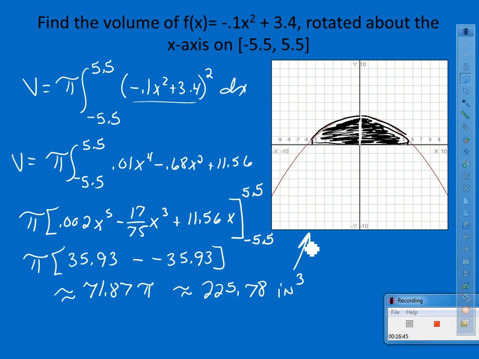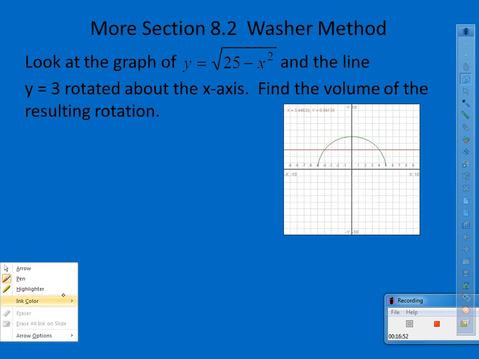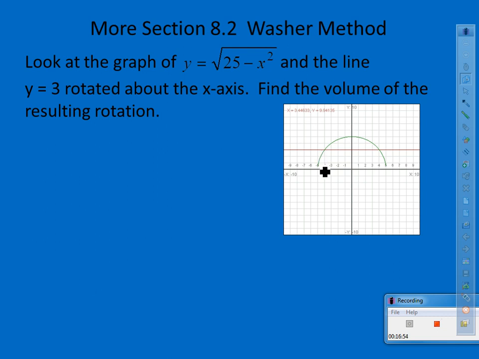Okay. My next one's kind of a little hard one to see also. We'll see what we think here. Picture this if you would. Here's the graph of the square root of 25 minus x squared. Once again, it's a semicircle. I'm going to start spinning this semicircle around the x-axis again.